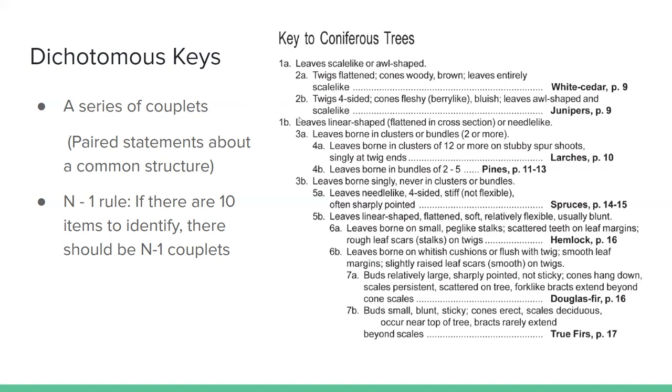Because this is a kind of choose your own adventure, right? So the only way we would get to this second couplet is if we answered yes to 1A. Okay. So we're at 1B, so now we're at three. So now we're going to be looking at 3A versus 3B, whether our leaves are in clusters or whether they're single. So take a look at what's in front of you, just to confirm or jog your memory from last week.